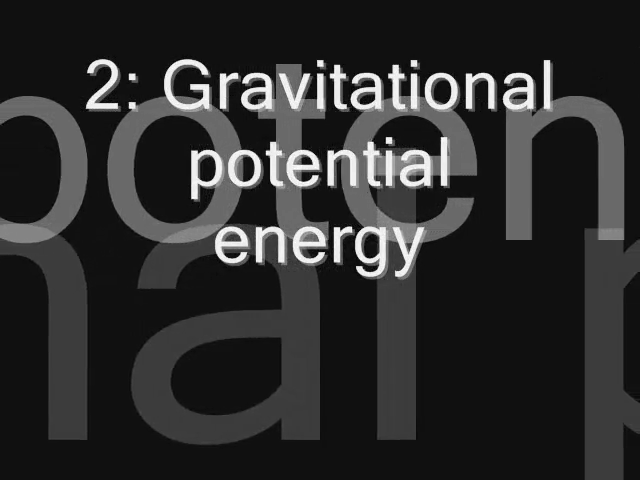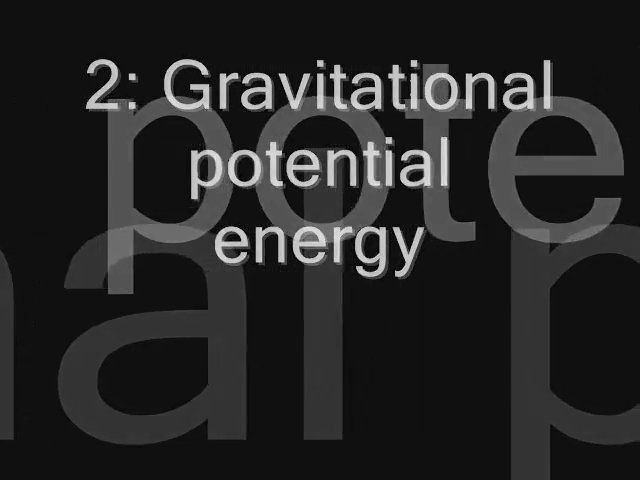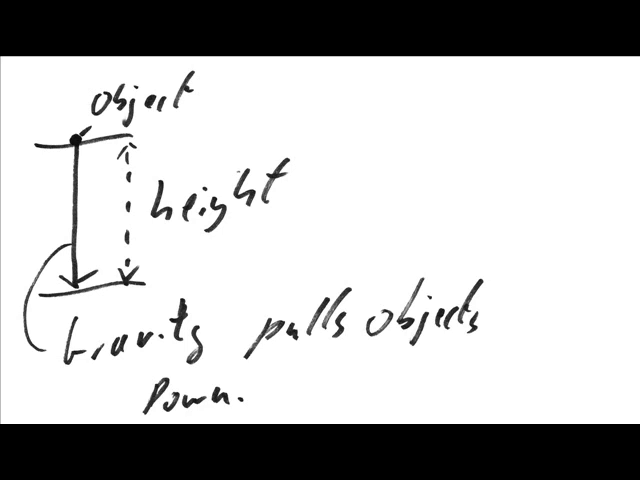Gravitational potential energy is the energy stored in an object that is prevented from falling to the ground. Pretty much everything in the universe has the potential to pull other objects towards them, and so everything has gravitational potential energy.